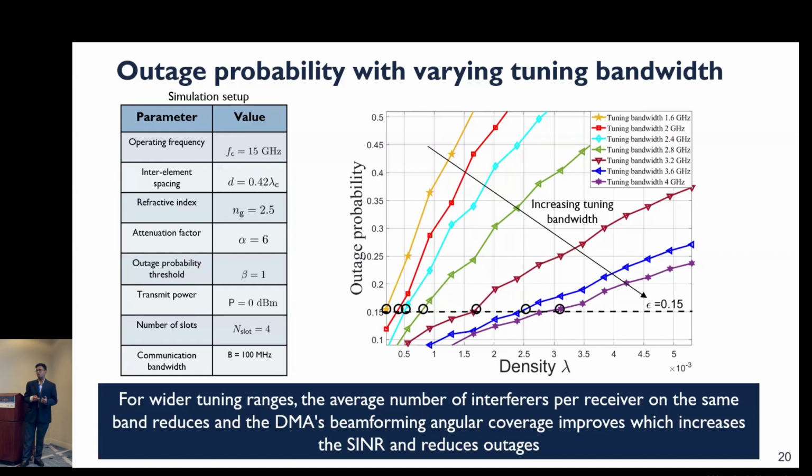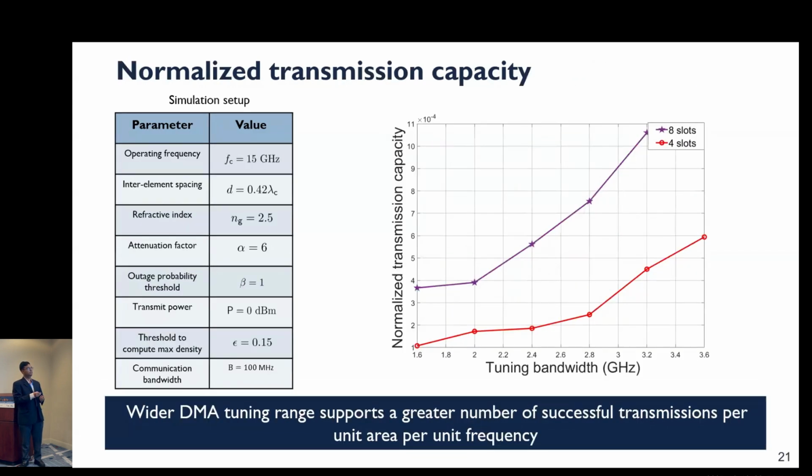Finally, we show the plot of the normalized transmission capacity with respect to the tuning bandwidth. Here we see that as the tuning bandwidth increases, the normalized transmission capacity also increases, which means that a wider DMA tuning range supports a greater number of successful transmissions per unit area, per unit frequency.